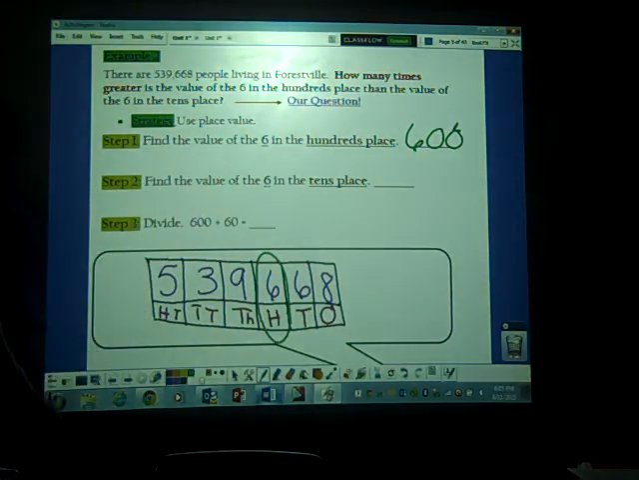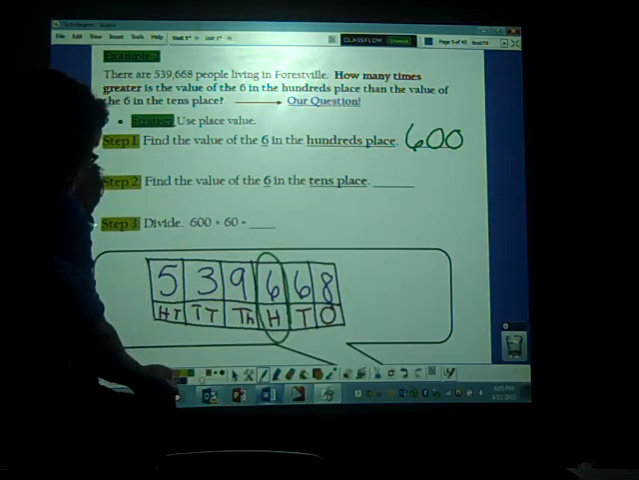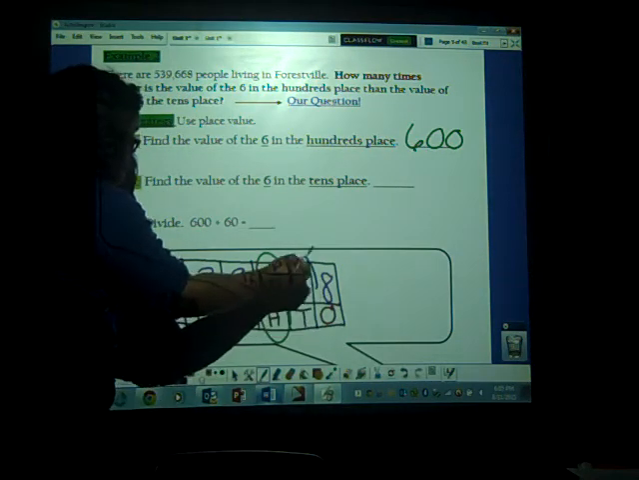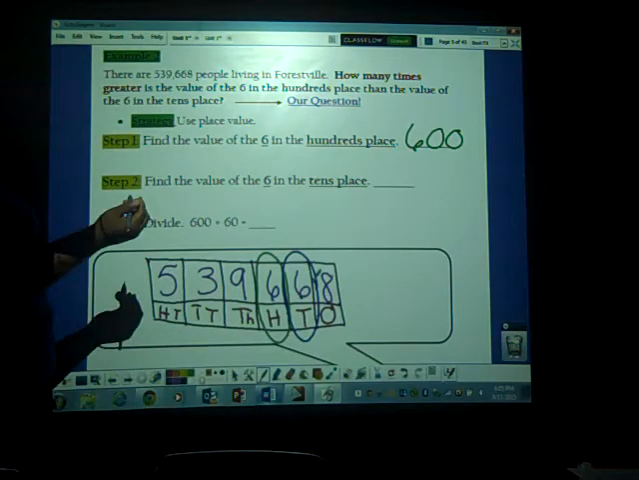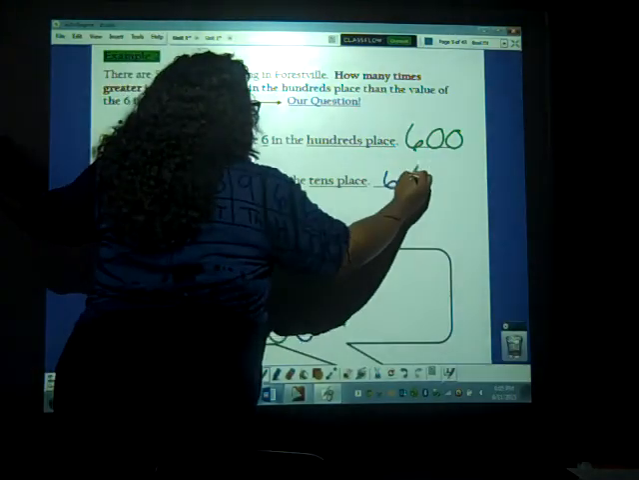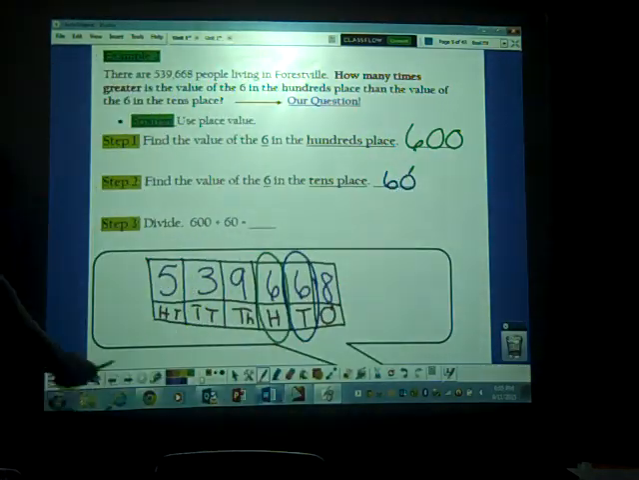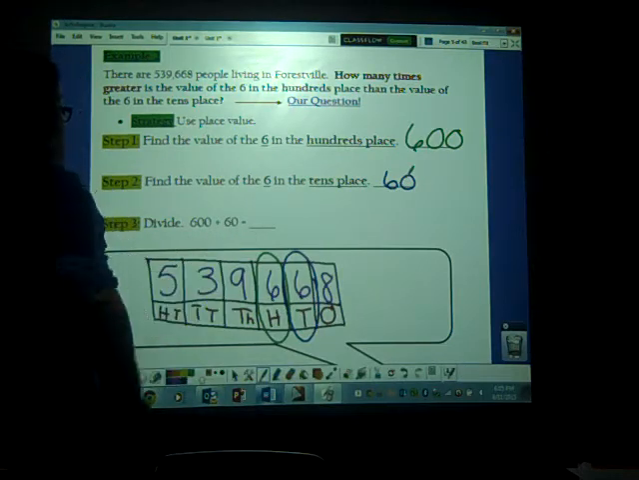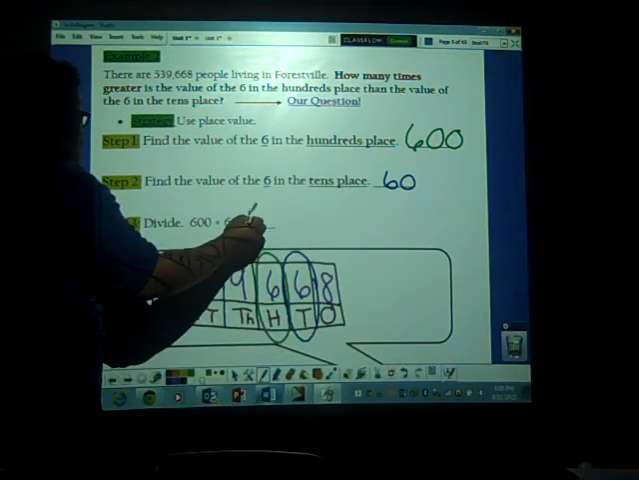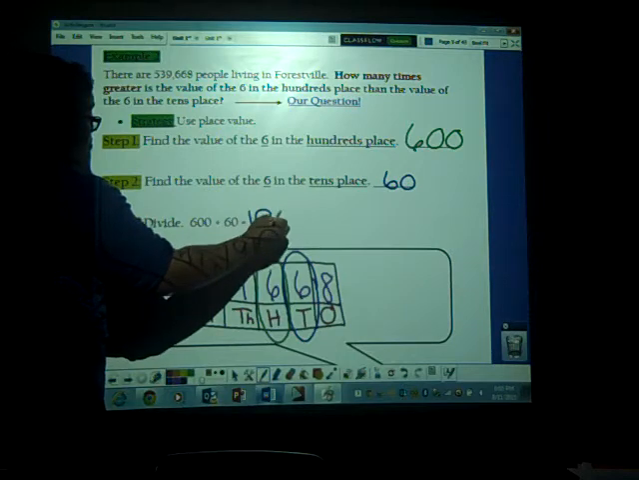Now, find the value of the 6 in the tens place. Here. The value of that 6 in the tens place, 6 times 10 is 60. Divide 600 by 60. 600 divided by 60 is 10.